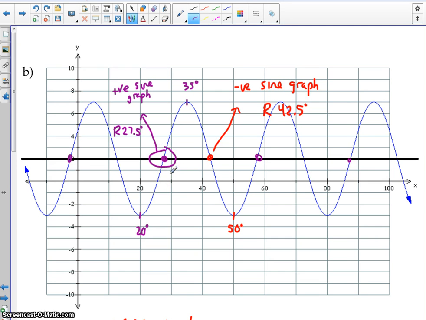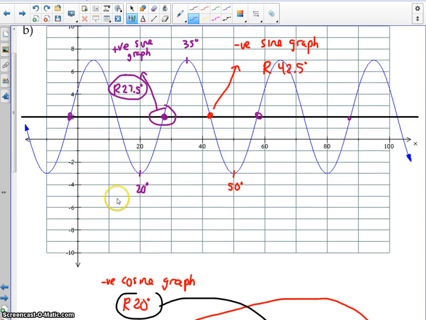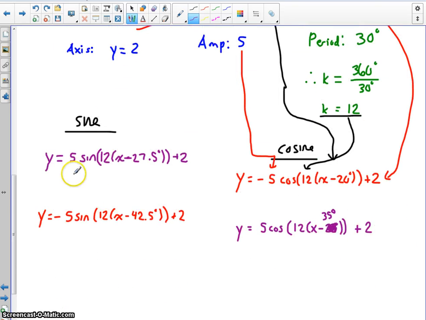Now, the x value in which that starts is not exactly clear from looking at the graph, but it should be on its axis halfway between the maximum and the minimum, so halfway between 20 degrees and 35 degrees. 20 plus 35 divided by 2 is 27.5 degrees. So if I want to create a positive sine graph, my shift is going to be right 27.5. So I create my equation.